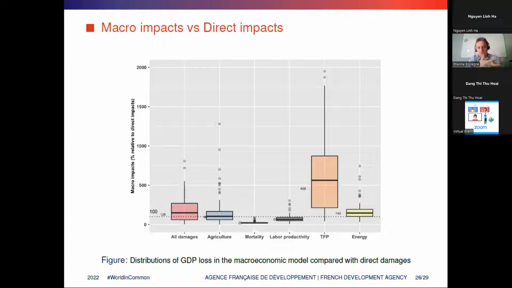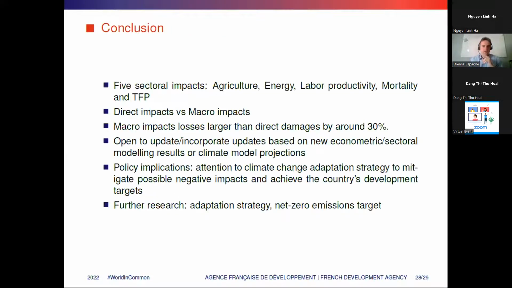The result is quite interesting because the median value you see is 128. So that means that the macro impacts on average are 28% higher relative to the direct impacts. So the macroeconomy, as represented in our model, tends to amplify the direct impacts of climate change, and that's also a result that we want to emphasize and compare with other macro modeling approaches to see if this is robust in different settings.